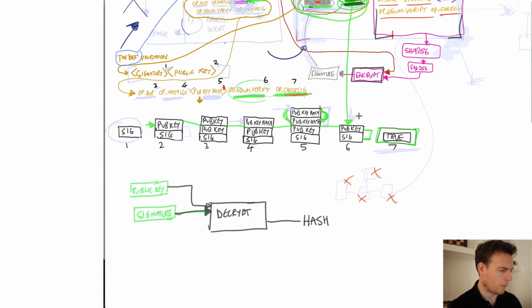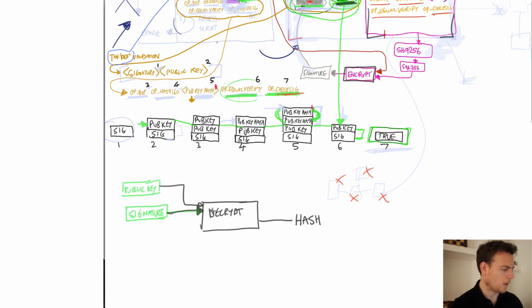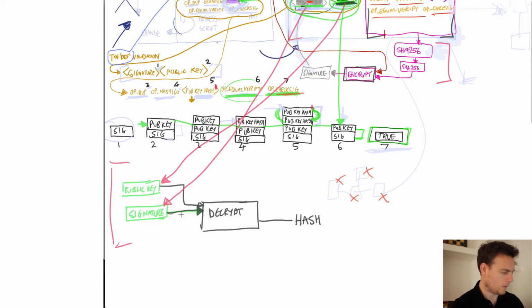So effectively, what's happening here is this, but just in reverse. Okay, so we take the public key from the unlocking script, right? That's this one. We take the signature, which is this one, and then we decrypt the signature using the public key, right? And that gives you the hash, and that should be this value. So these values should be the same.